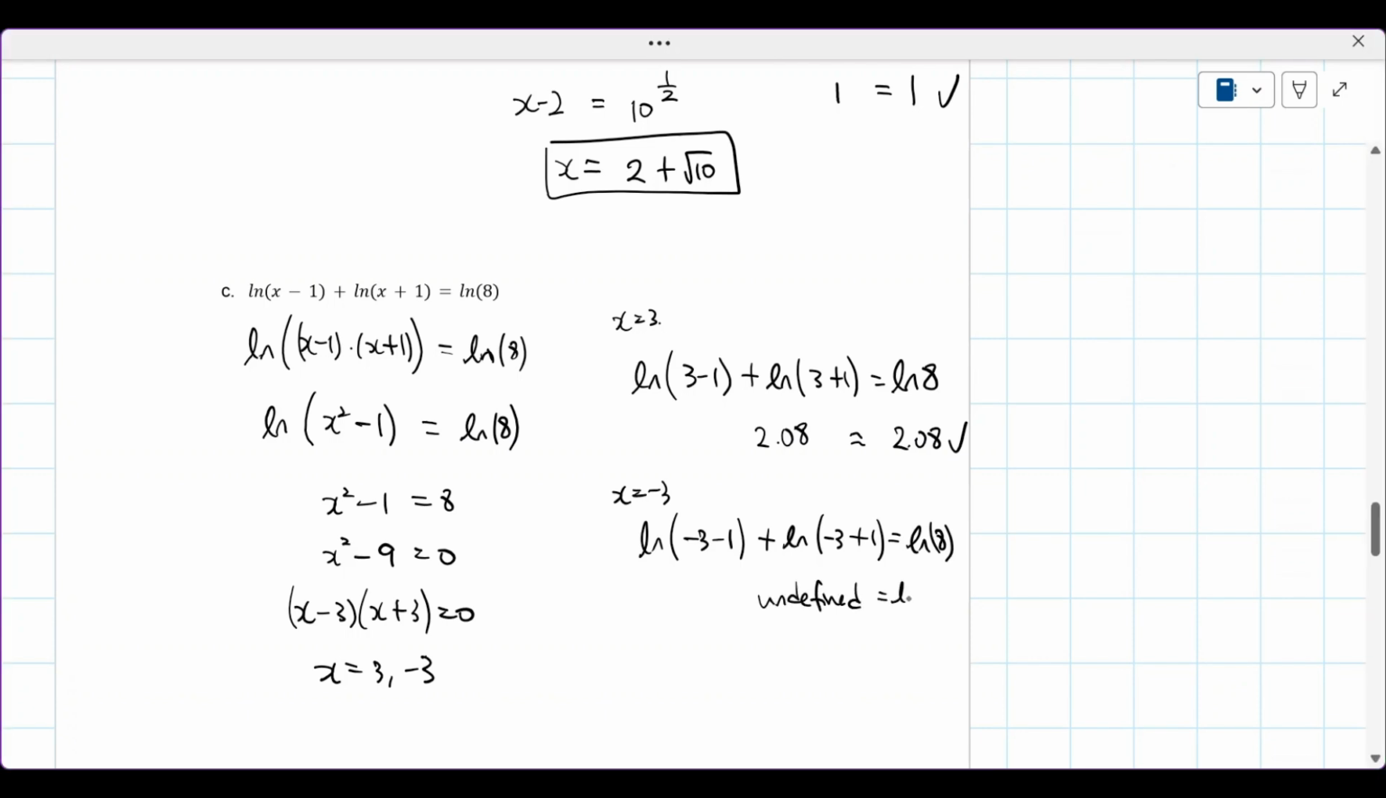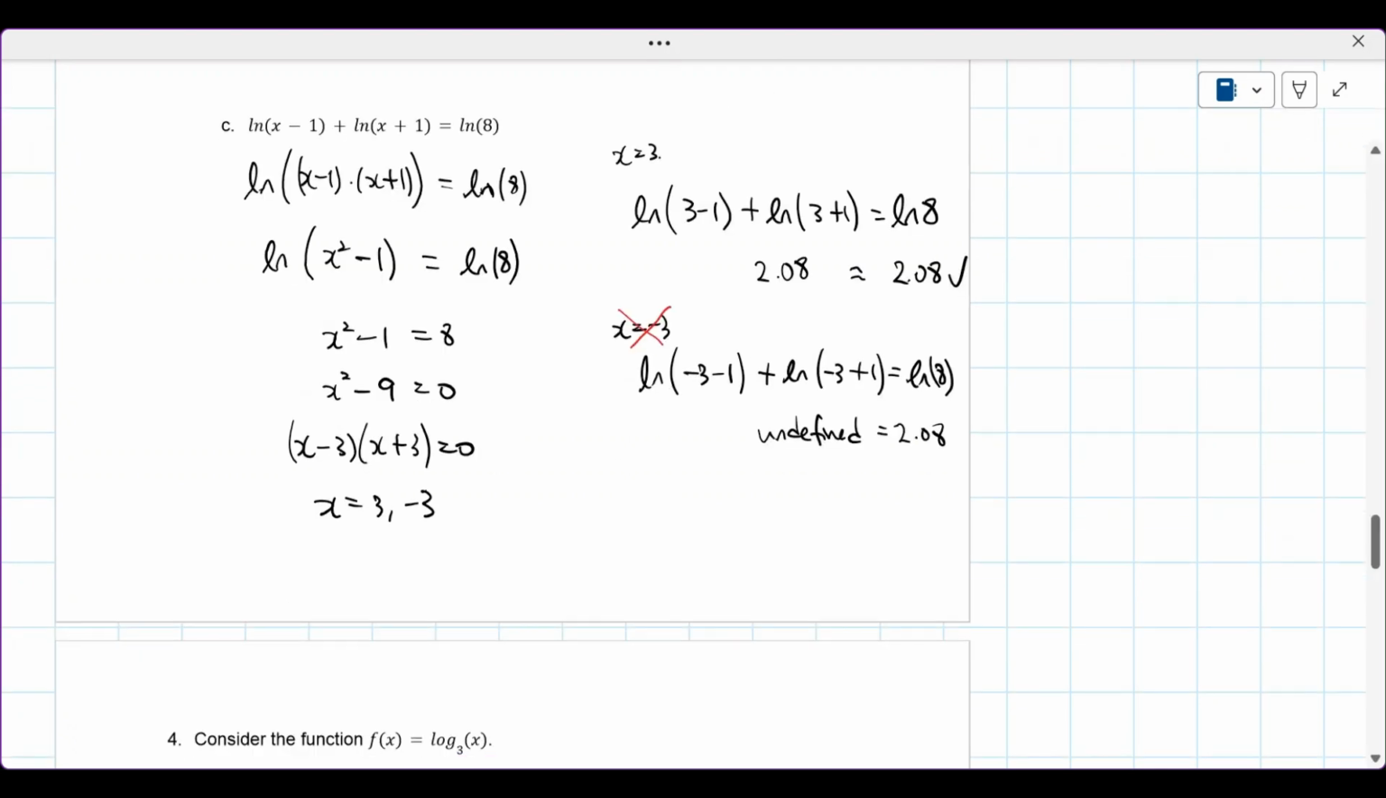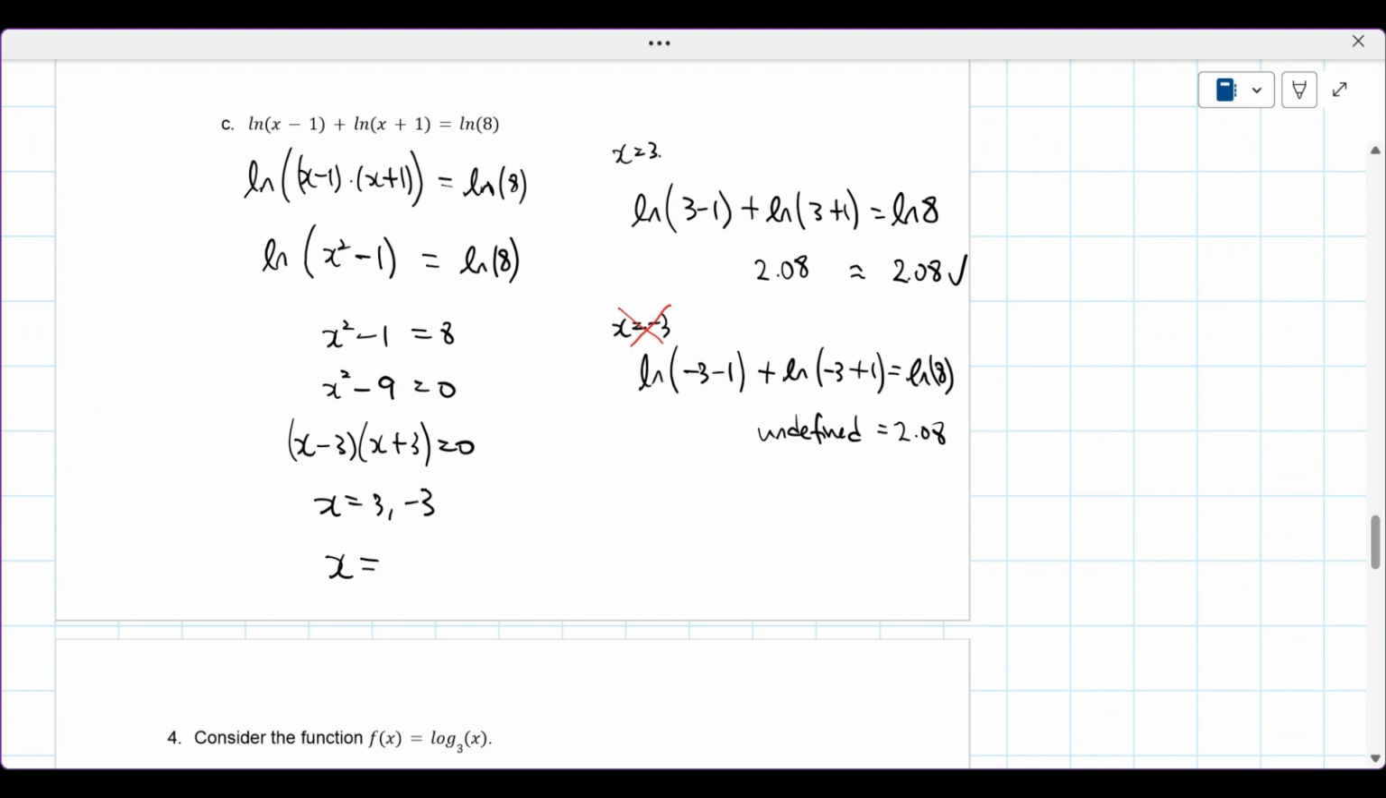So this happens because the log has a domain where the x value needs to be positive, but negative 3 minus 1 is negative 4, which is negative. Negative 3 plus 1 is negative 2, which is also negative. So because we have negative values in the log, it is undefined. So therefore, x equals negative 3 is not our answer. So my final answer is going to be x equals 3 and only 3.